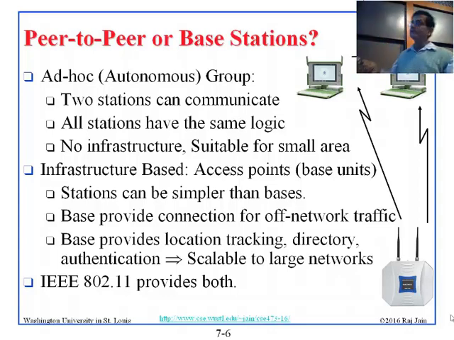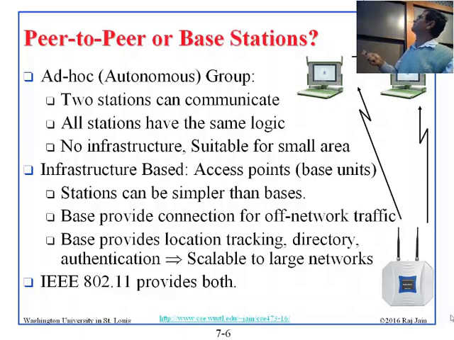Now, the advantage of ad hoc is that two stations can communicate. All stations have the same logic. They have the complete logic to coordinate, and there is no infrastructure, which is suitable for a small area. If you are in the mountains, obviously you don't have a base station and you want two computers to connect. The best thing is to do ad hoc. Infrastructure-based is good otherwise.